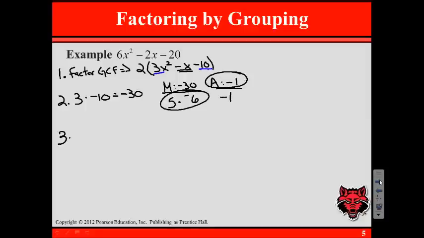So we rewrite the problem. We bring down our greatest common factor just to tag along at this point. We rewrite the middle term, negative x, as 5x minus 6x. So we're left with 3x squared plus 5x minus 6x minus 10. And now with the terms inside parentheses, we're going to factor by grouping. We group the first two terms. We then group the last two terms.